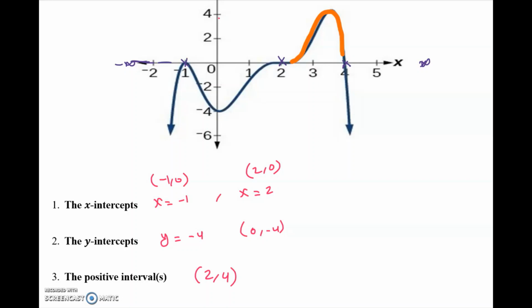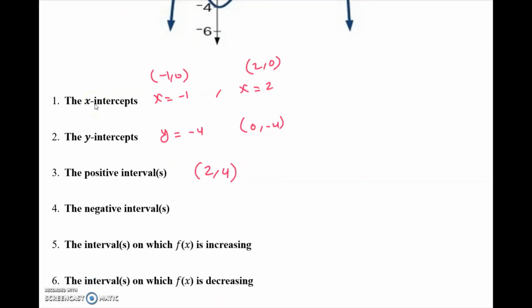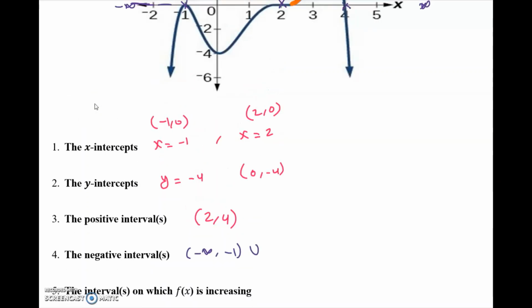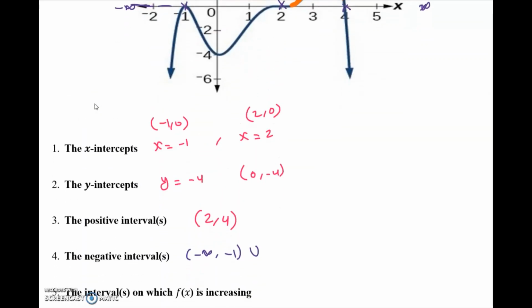So negative infinity to negative 1, union, negative 1 to 2, union, 4 to infinity.